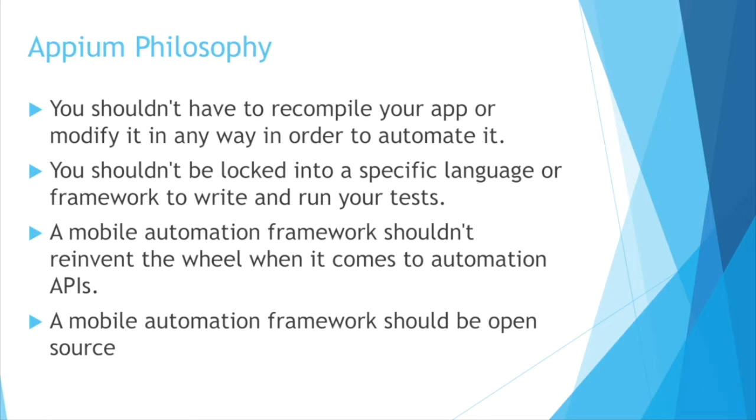Coming to the Appium philosophy, as we already discussed: you shouldn't have to recompile your app, you shouldn't be locked to a specific language, the automation framework shouldn't reinvent the wheel, and a mobile automation framework should be open source. All these things are pretty clear. You can use whatever language you want. If you're using C, Perl, Python or Java, you should be good to go in automation. Appium supports all those kinds of things. All these four philosophies are its main thing.